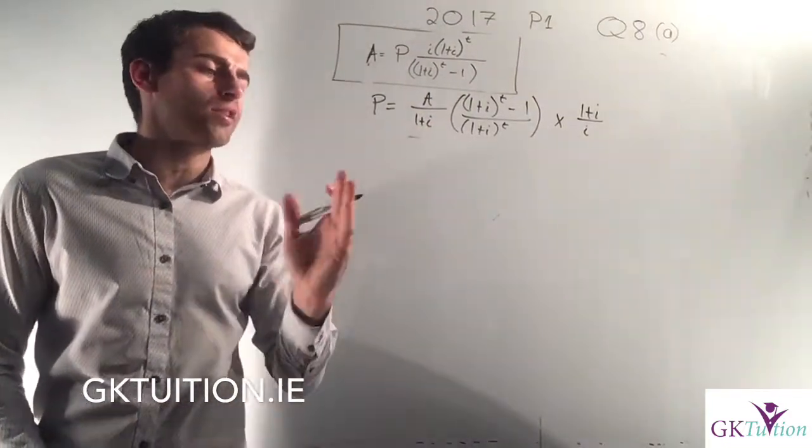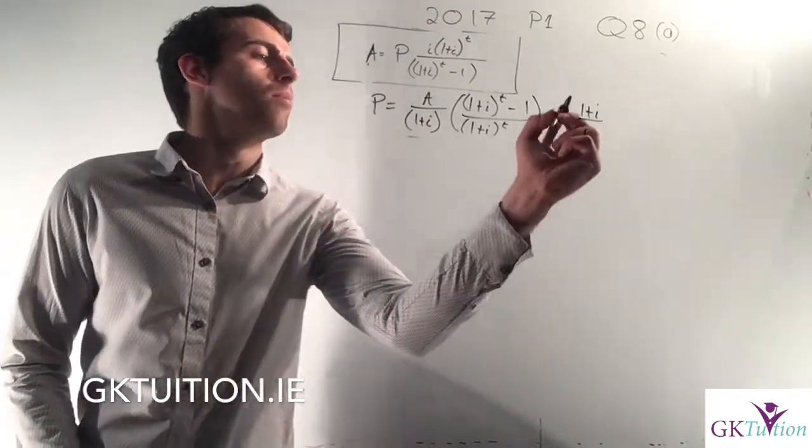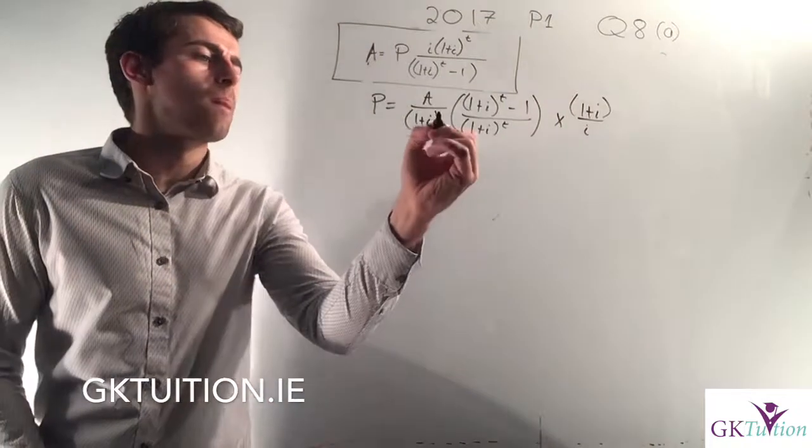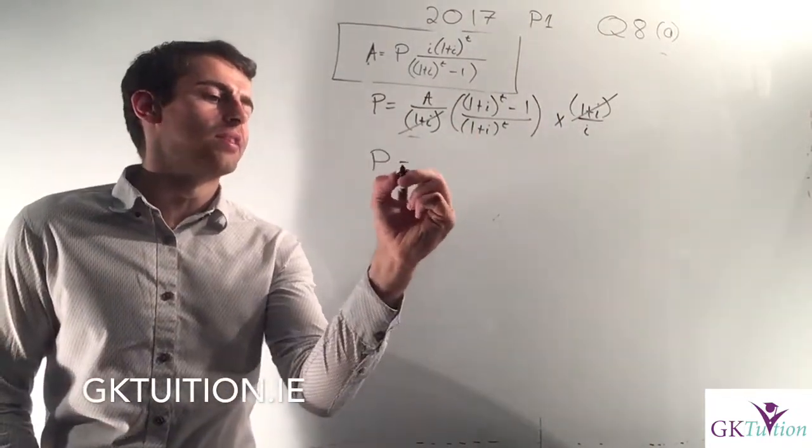So now some of my fractions are gone. You should notice that you have a 1 plus I on the bottom and a 1 plus I on the top, which means that they're going to cancel each other out. So let's just write this a little bit simpler now.